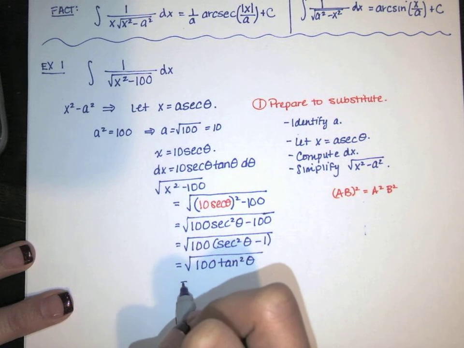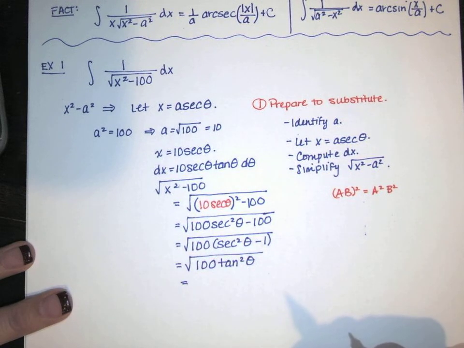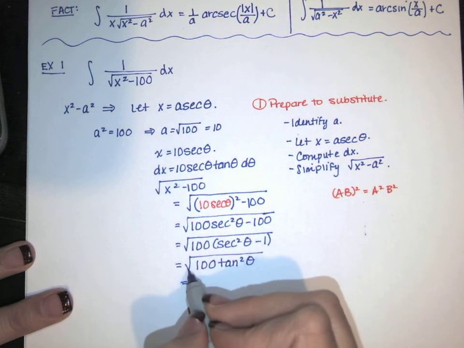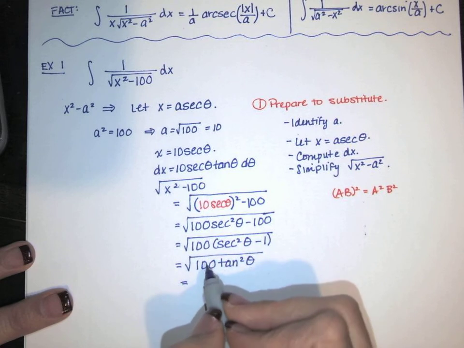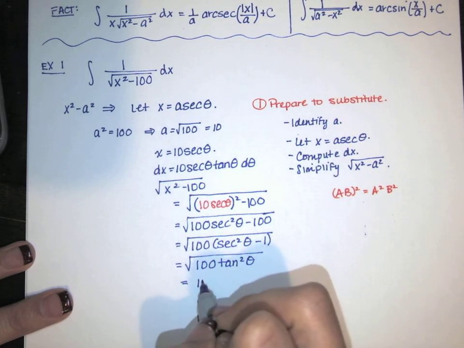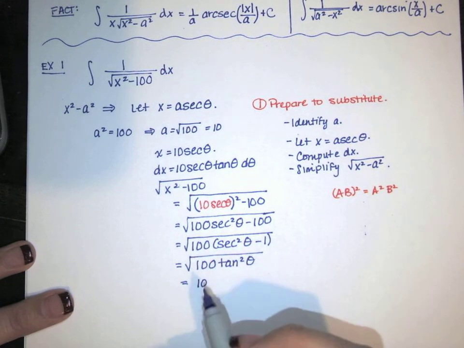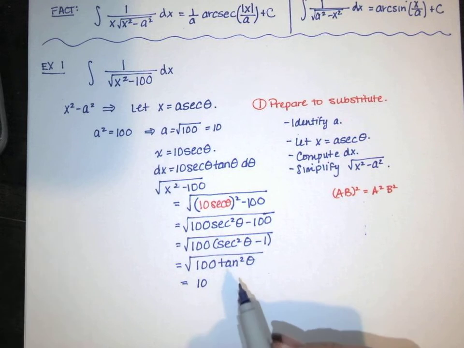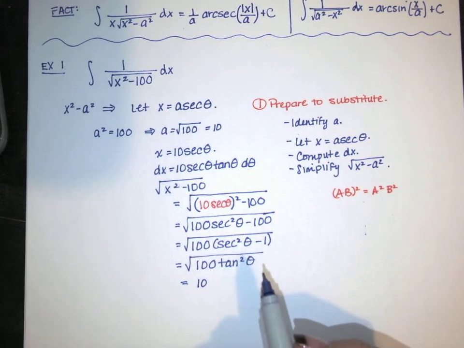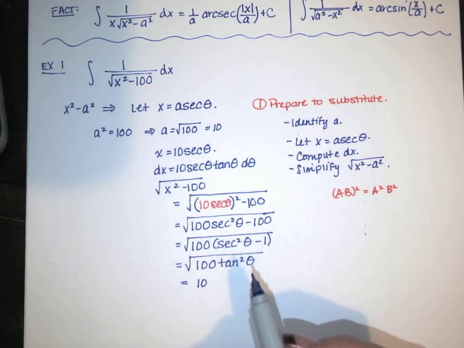Very nice. Now this is where it gets a little different. The square root of 100 is of course 10. And we might be tempted to say that the square root of tangent squared is just tangent. And that's true most of the time. Well, part of the time.